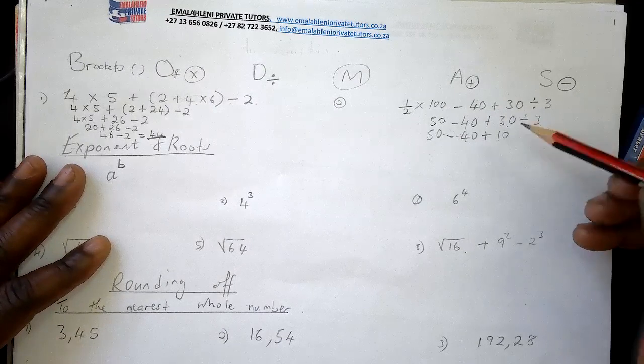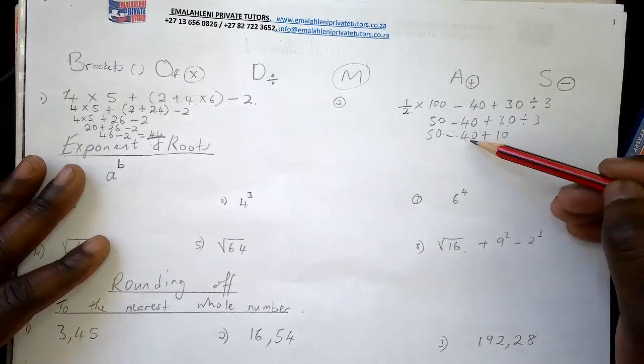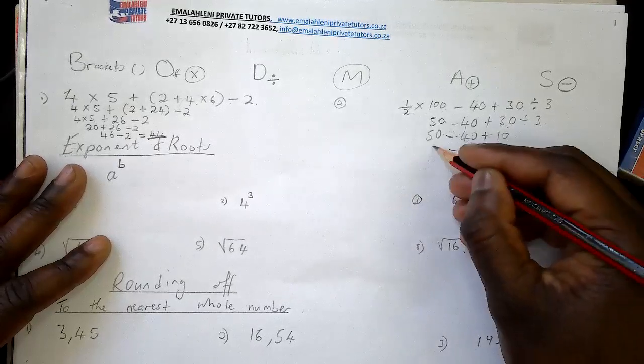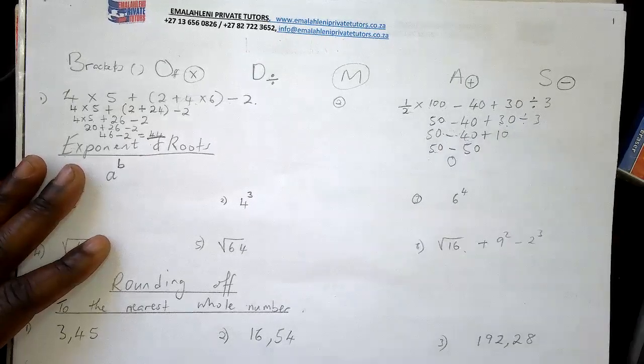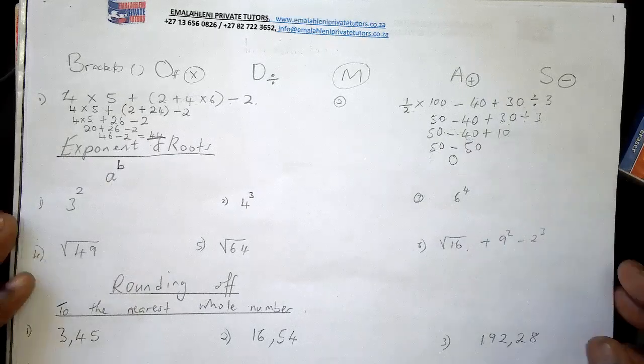Then what do we need to do? We need to add first. So 40 plus 10, we get 50. Then 50 minus 50 is equal to 0. That's what we have. Can we see what we're supposed to do here? We need to follow those steps.